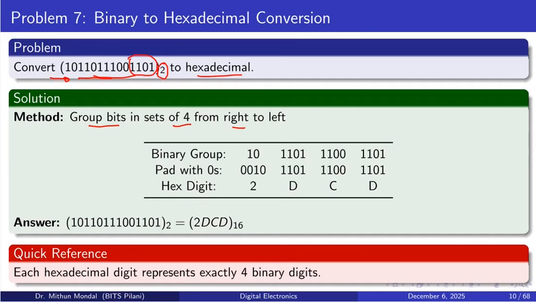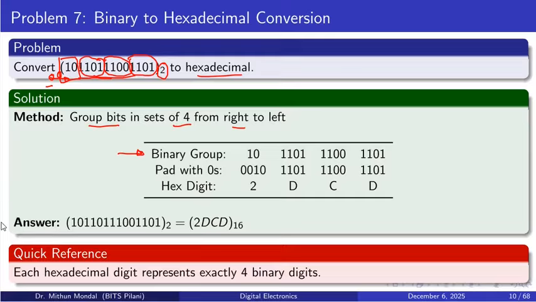Then we have 1, 2, 3, 4. Here we have 4 bits. Then we have this one as the 4 bits. So this way we have grouping. Now see here what is happening. Here we have 2 bits only. So it means that we can add 0 at the beginning, padding with 0, to complete the 4-bit system. So that is what we are doing.